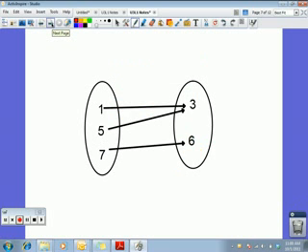Okay, this one is a function. And you may be saying, but there's 2 arrows going to y. That's okay. Y can cheat. X cannot. So, even though 3 has 2 different boyfriends over here on X, the X's only have 1 girlfriend. So, this one is a function.